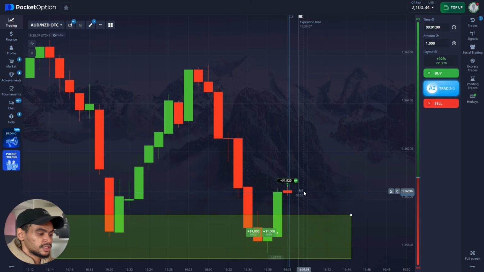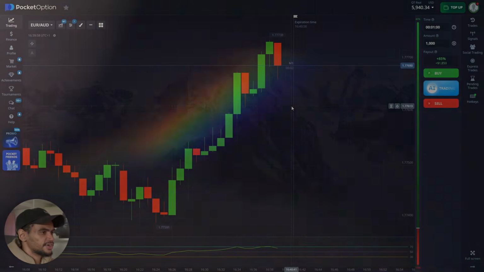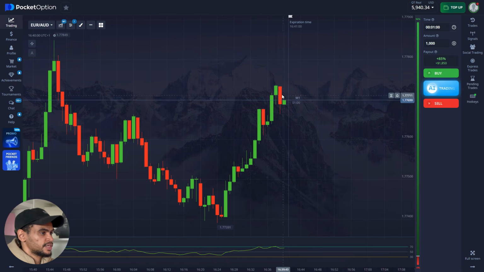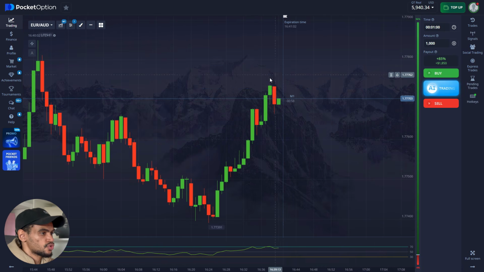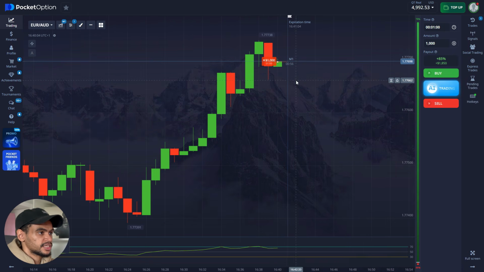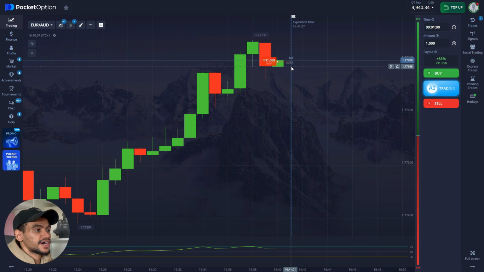There it is. We spotted the pattern, we got the confirmation, we entered, we made 2.5k. And here I added RSI, and we have a pretty strong bearish candle here. So I'm gonna take a sell position with $1,000.